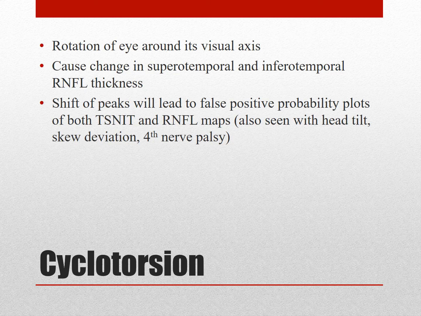Cyclotorsion. So cyclotorsion is rotation of the eye around its visual axis, and that can change the superior temporal and inferior temporal nerve fiber thickness. The shift in peaks will lead to false positive probability plots in both the neuroretinal thickness plot as well as the nerve fiber maps. Again, this can be seen too with head tilts, skew deviation, and fourth nerve palsy.